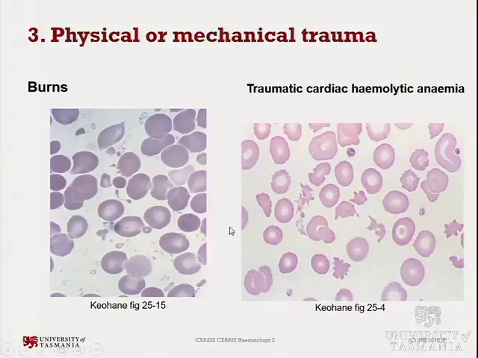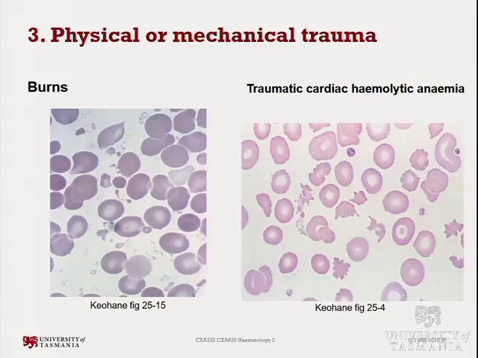On the right-hand side here, you can see the results of traumatic cardiac hemolytic anemia. It's not that common these days, but certainly when I first went into the lab, we used to see this a fair bit. It's to do with when people have had prosthetic heart valve surgery, so they've had some sort of abnormality to their own heart valves or some sort of damage due to disease, and so they have them replaced.